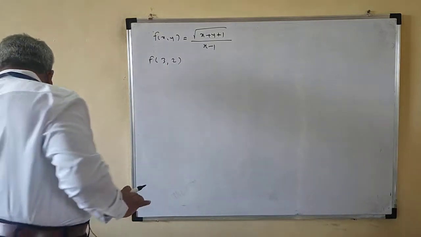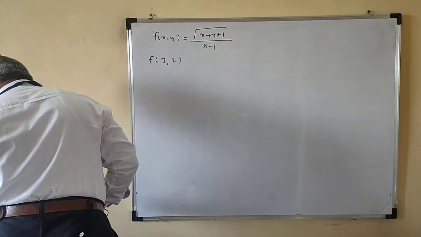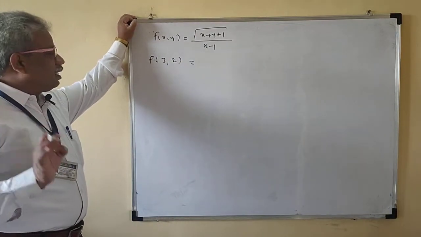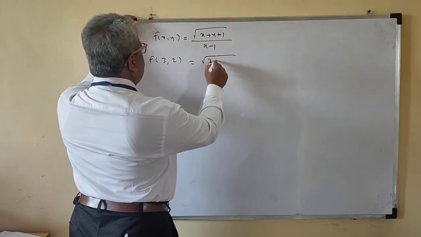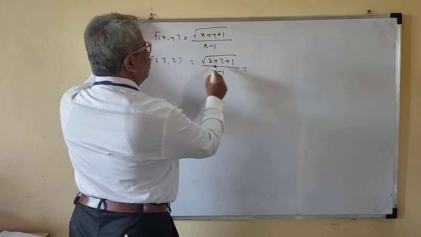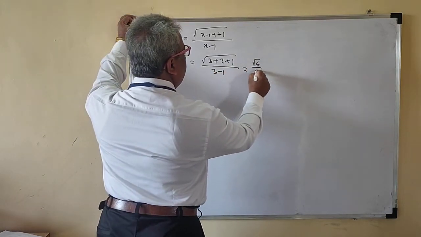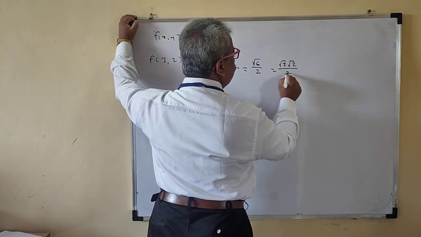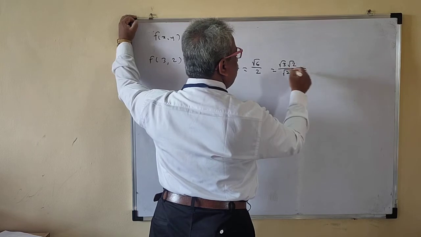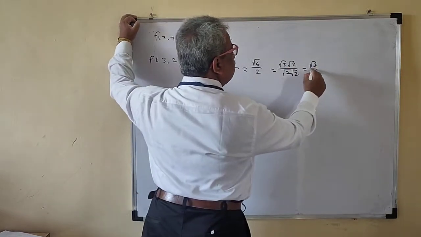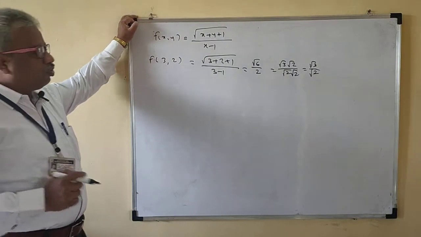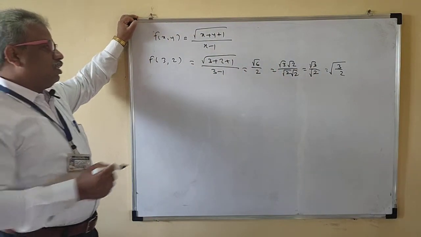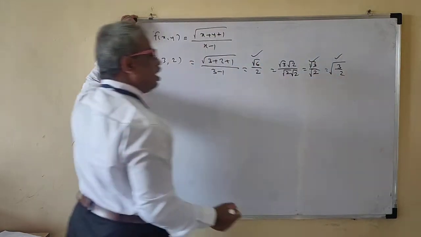We will find the domain of this function. First, what is f of 3, 2? You have to replace x with 3 and y with 2. So this is root of 3 plus 2 plus 1, upon 3 minus 1, which is root 6 upon 2. You may write this as root 3 into root 2 upon 2, and root 2 gets cancelled, so we get root 3 upon root 2, or we may write this as root of 3 by 2. Several ways we can write this, and all these three are correct answers.